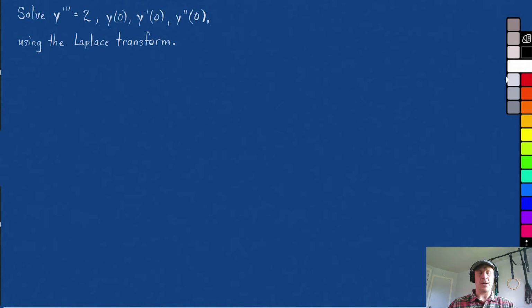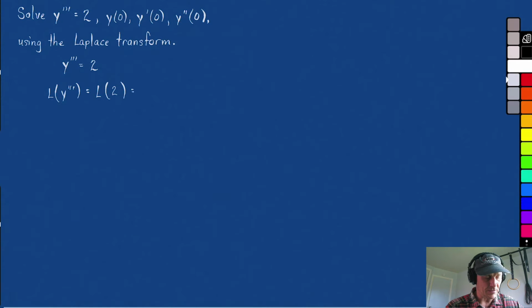All right, here we go. So I'm going to start out by applying the Laplace transform to both sides of the equation. So if I start with y triple prime equals 2, I would apply the Laplace transform to both sides. That's the Laplace transform of y triple prime equals the Laplace transform of 2.